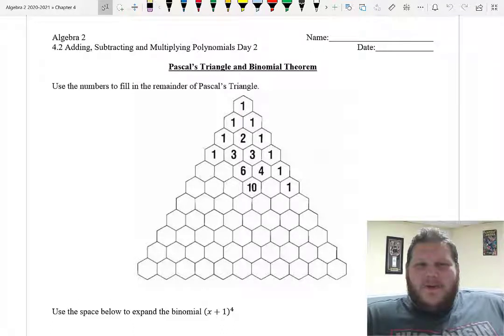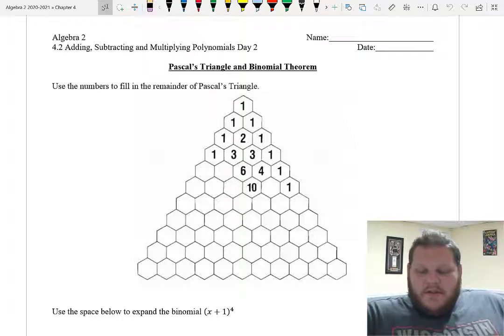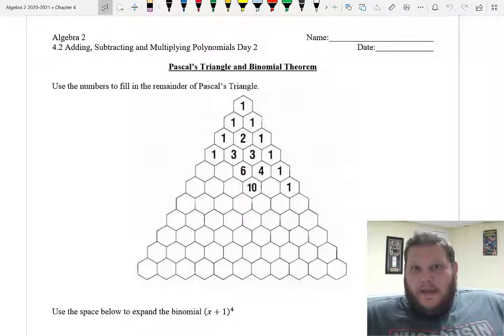Hey guys, today we're looking at 4.2 day 2, which is continuing to talk about multiplying polynomials, but here specifically we're focusing on expanding binomials using Pascal's triangle and binomial theorem. So Pascal's triangle is this shape here that's kind of this honeycomb looking thing, where there is a pattern to how we fill this out. Now it's something that has a lot of different applications. But we're going to look specifically at how we apply this to binomial expansion theorem.